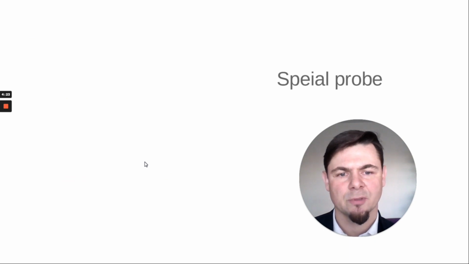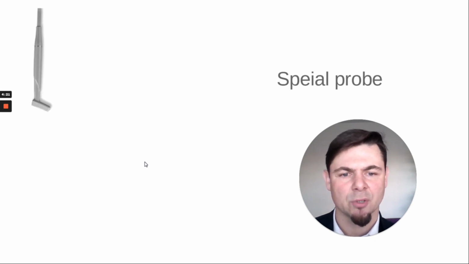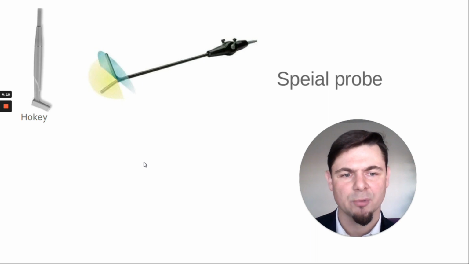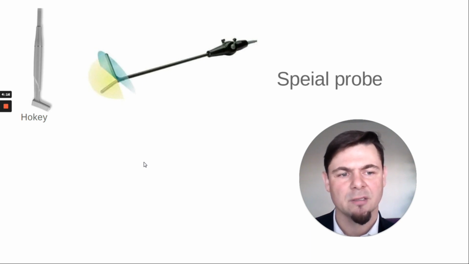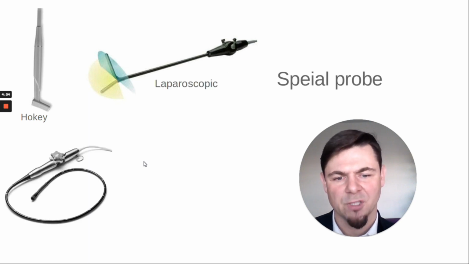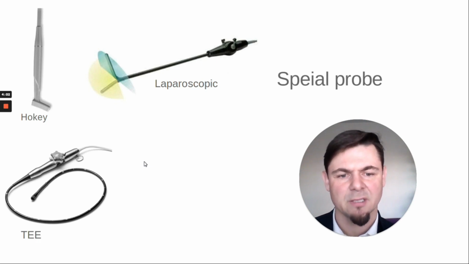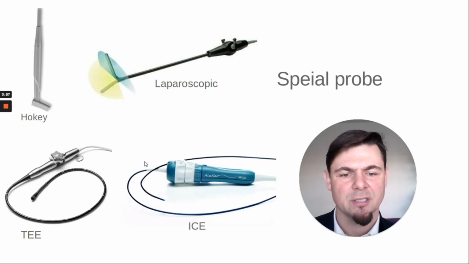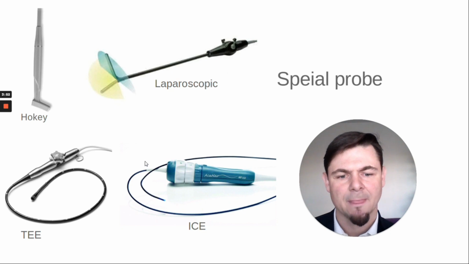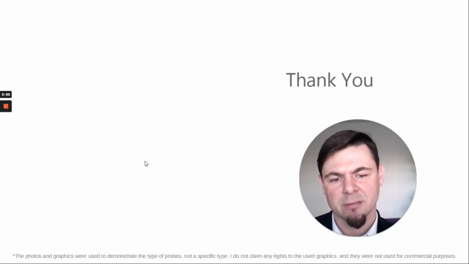The last group includes special probes. Linear hockey stick probe, usually high frequency, mainly for rheumatological and orthopedic examination. Laparoscopic intraoperative examination, with the same image shape as from a linear probe. TE, transesophageal echocardiography for heart examination, and IC, intracardiac for specialist cardiologist examination. This is in great brief.